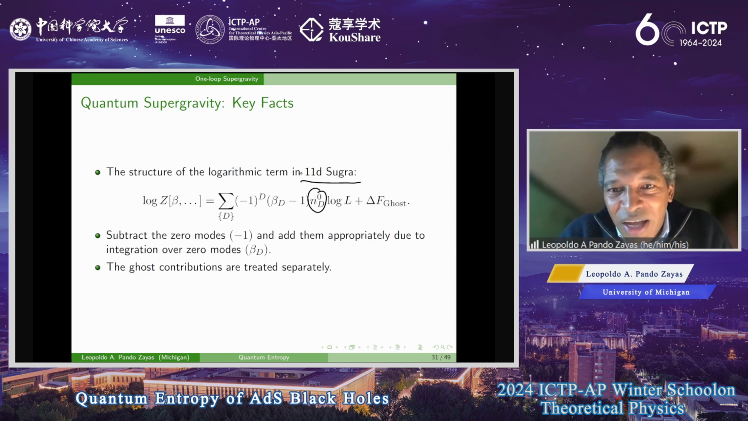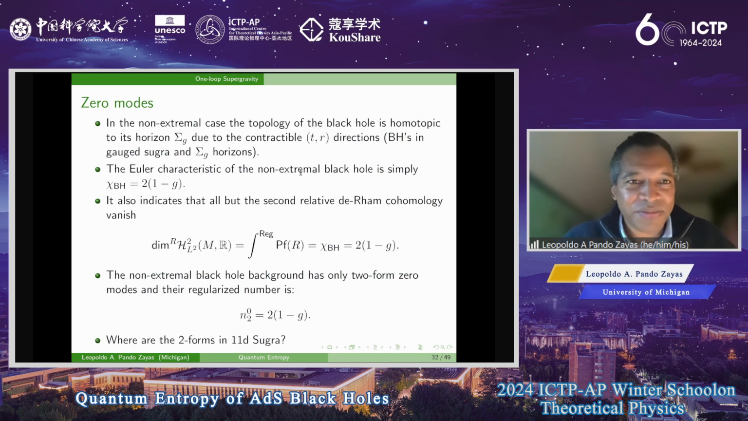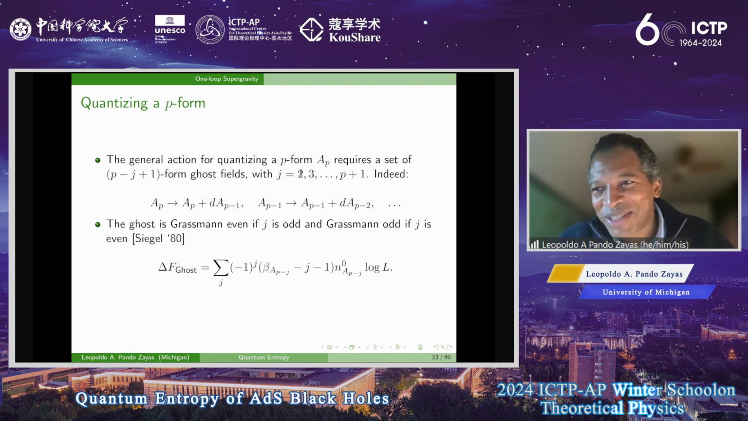This N_D with minus is the part that I subtracted. What I'm telling you is that I've subtracted this part, and I need to add it back with the right scaling. The scaling I will determine. And then, of course, there might be ghosts in my computation that I need to take care of separately. So let me skip this part because it's a little technical and doesn't add a lot to the talk.